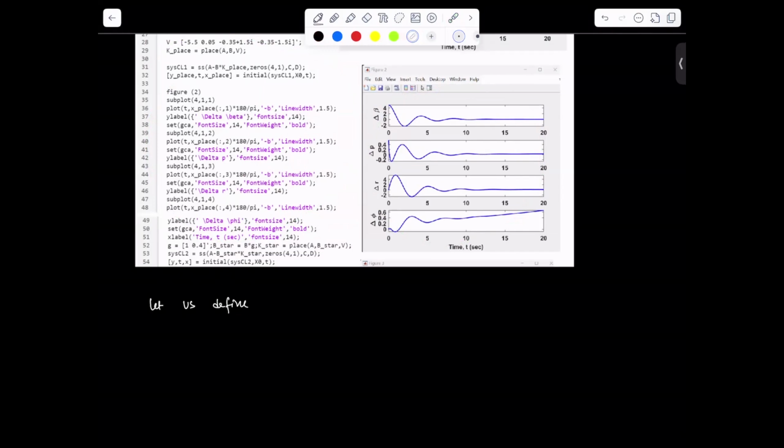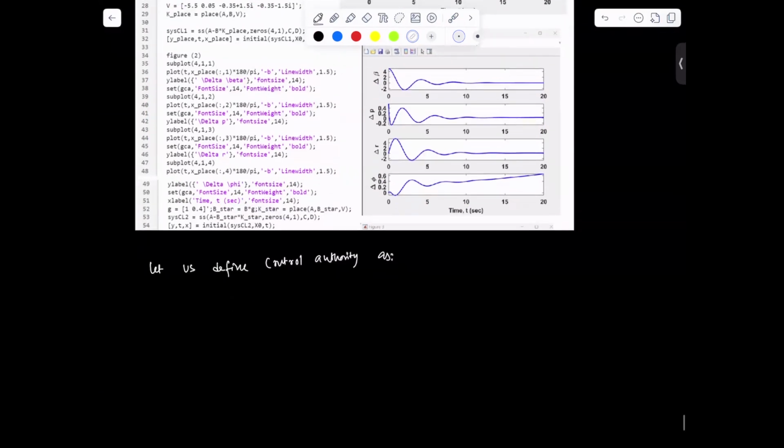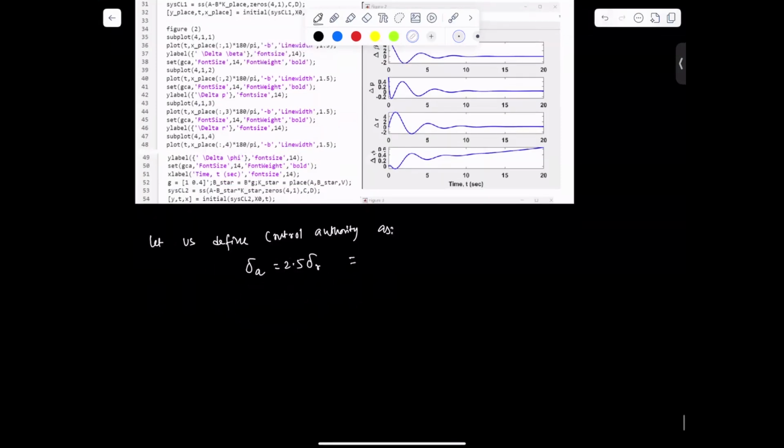So let us define control authority as the aileron deflection delta A being 2.5 times the rudder deflection. So to control the roll, we are using this condition. From this, we can find delta R divided by delta A equal to 1 over 2.5, which is 0.4.